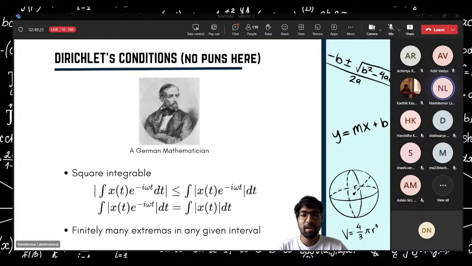So these two are conditions, that is absolute integrability and having finitely many extremas in any given interval, which ensure that the Fourier transform of the given function exists. There are some functions where these conditions are not met, but yet the Fourier transform exists. So in that sense, these are sufficient but not necessary conditions. I hope that's clear.